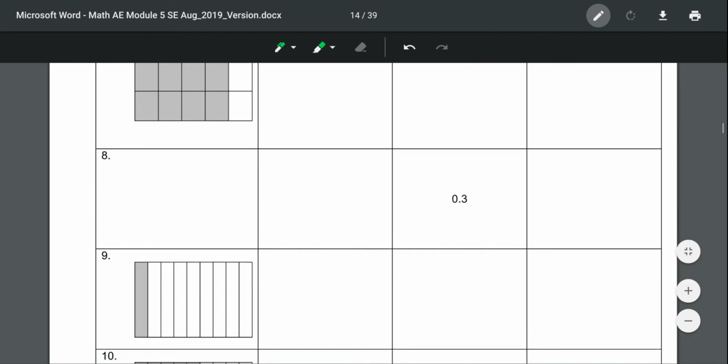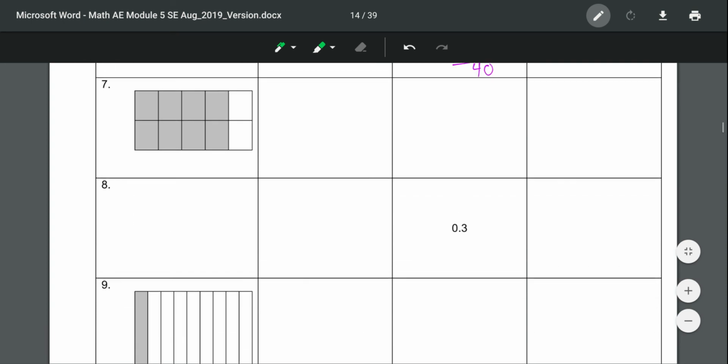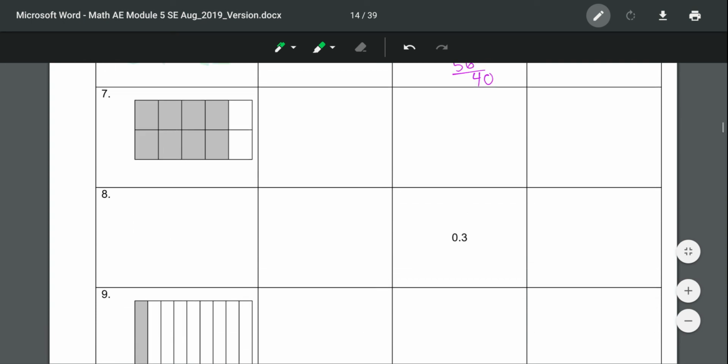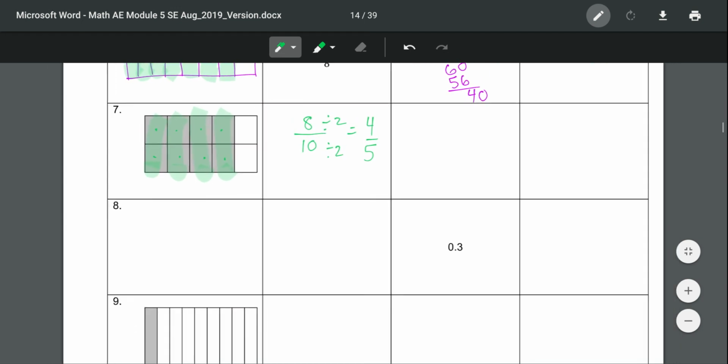Okay, number 7, the bar model is a little bit different. So notice how you have 1, 2, 3, 4, 5, 6, 7, 8 pieces out of a total of 10 little regions. So this would be 8 out of 10. And if you divide by 2, you get 4/5. And if you notice vertically, you actually have 4 vertical pieces out of 5 vertical pieces shaded in. So that's a way you can see if you simplified correctly.